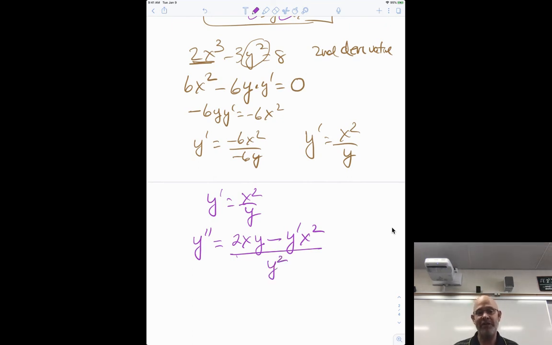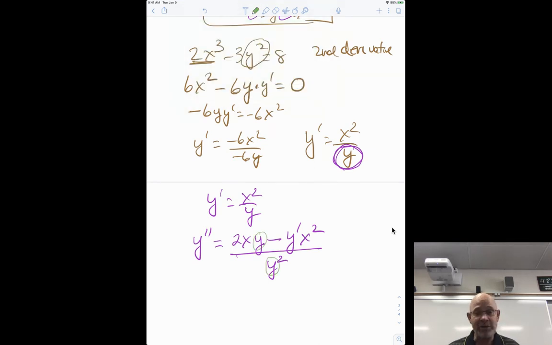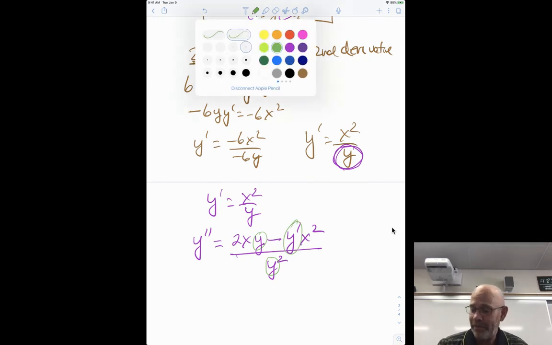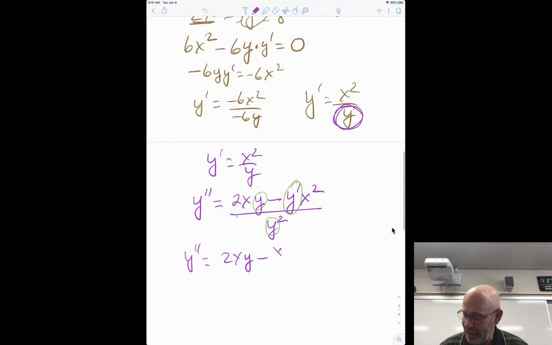There's the second derivative. One little catch. Notice in the first derivative, we leave y's in there because we don't know what y is. In the second derivative, we have y's. We don't know what they are, so we're going to leave them alone. We have a y prime also. But the thing is, we do know what y prime is, which means we got to put it in. So we're going to go y double prime equals 2xy minus that y prime, which is x squared over y, times x squared.